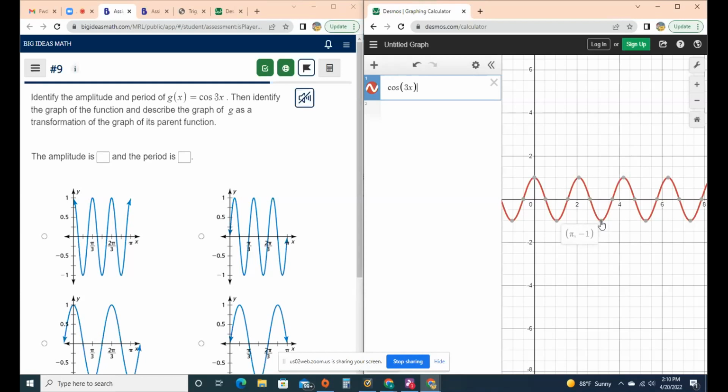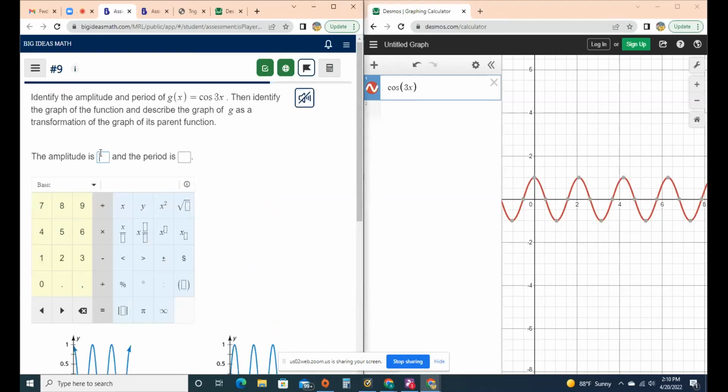The amplitude is always positive. So when you do the top minus the bottom, it always gives you a positive number. And if you need to, we've done it a few times, you can write it down. It's 1 minus a -1. So they both cancel out and it becomes +2 divided by 2. So it'd be 1.